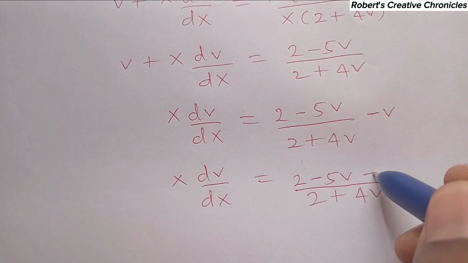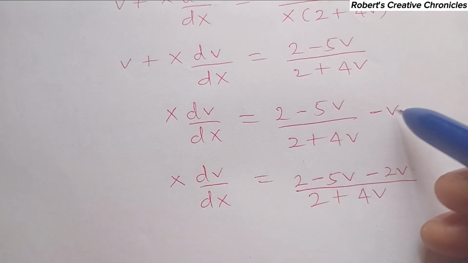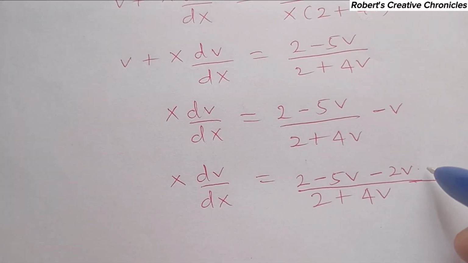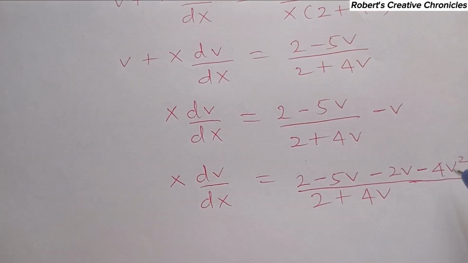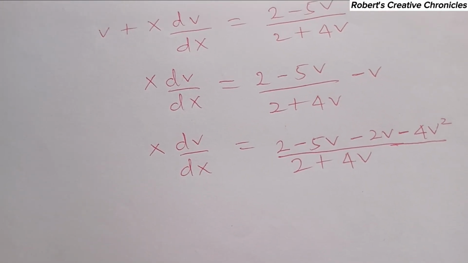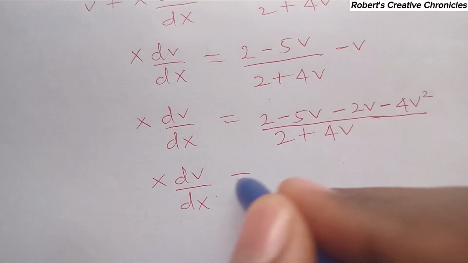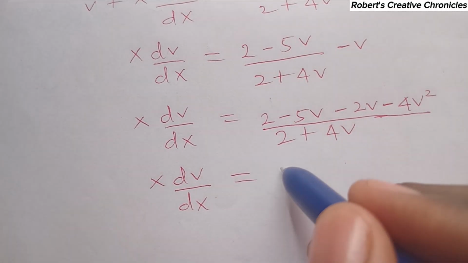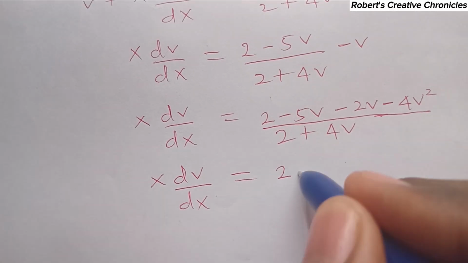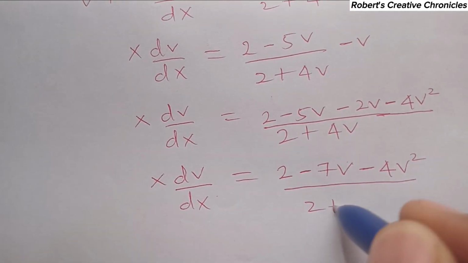2 minus 5v minus, then v times this, it will be 2v. It will be minus v times 2 is minus 2v. Then minus v times 4v is what? Minus 4v squared. Then it will be x dv over dx is equal to what? This is minus 7v. So it will be (2 minus 7v minus 4v squared) over (2 plus 4v).